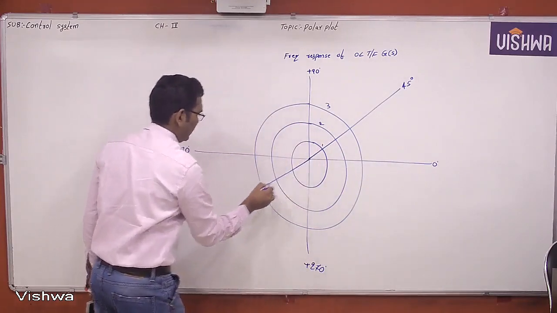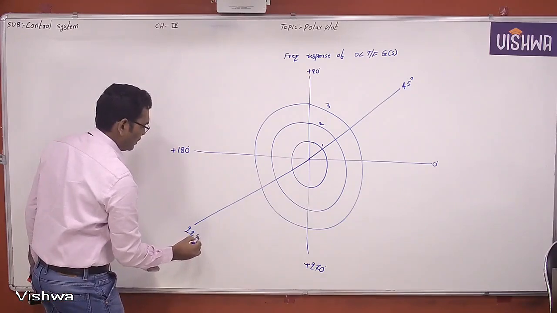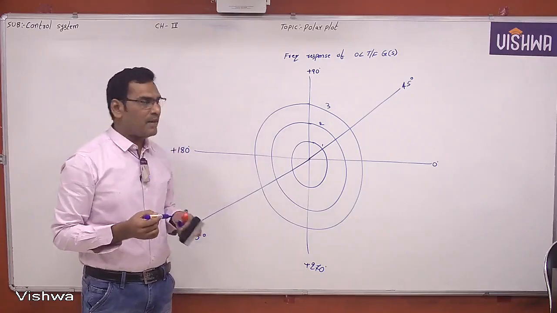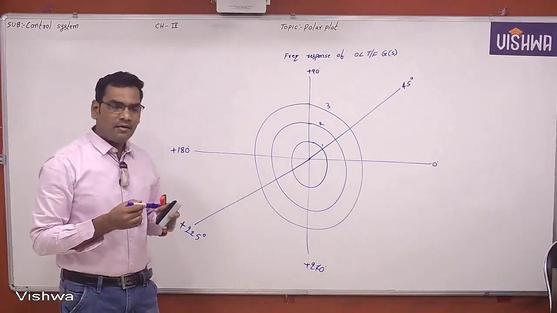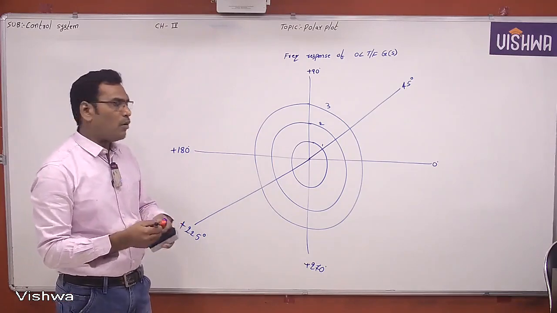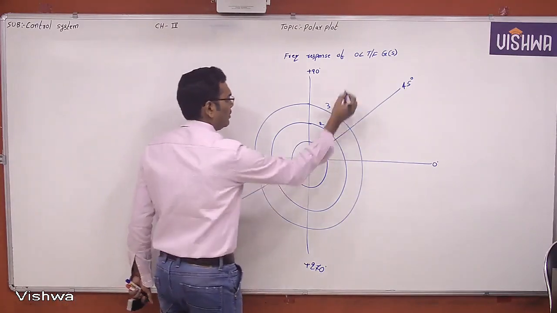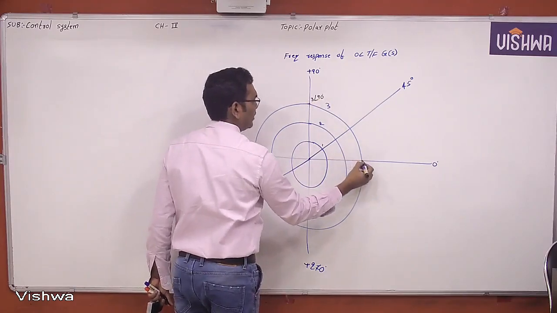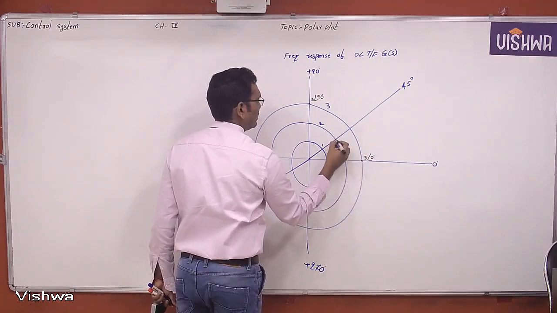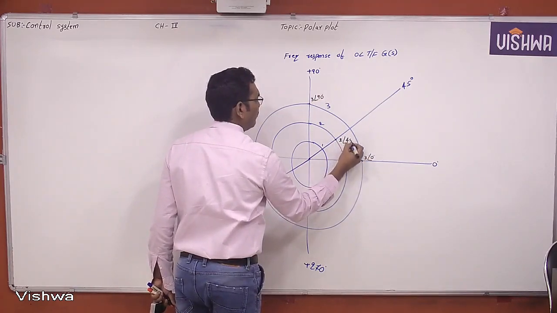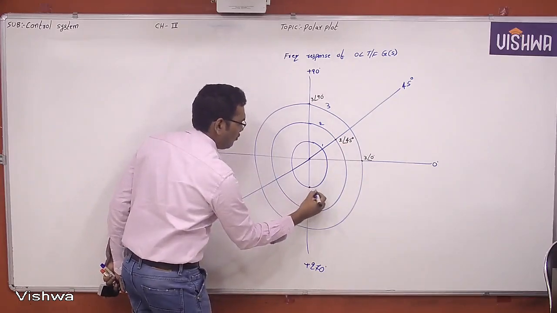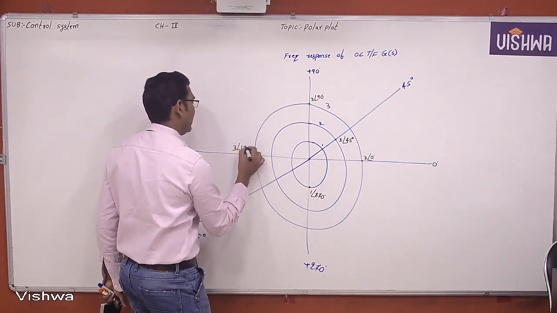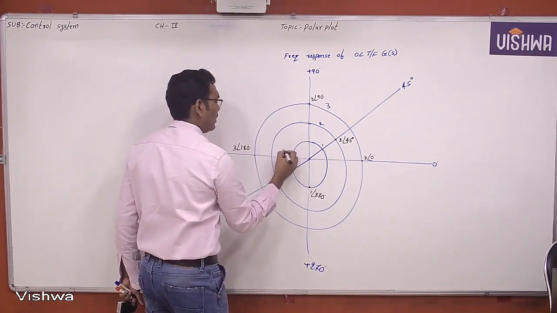These circles represent the magnitudes and these radial lines represent the phase angles. This one is 45 degrees and this one is 225 degrees. If I touch here, it is 3 at an angle of 90 degrees; here, 3 at an angle of 0 degrees; here, 2 at an angle of 45 degrees; here, 1 at an angle of 270 degrees; here, 3 at an angle of 180 degrees; and here, 1 at an angle of 180 degrees.